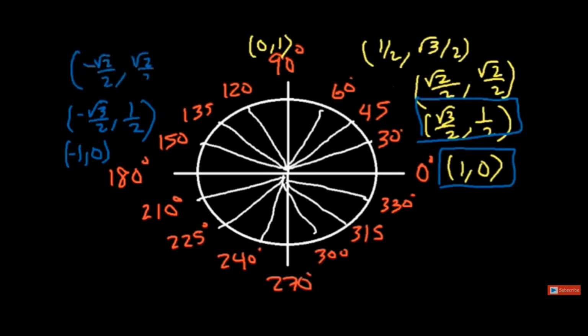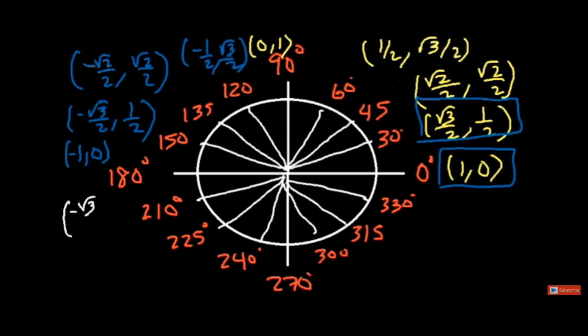135 degrees shares the same reference angle as 45. So therefore, they're going to have the same values, negative square root of 2 over 2 and square root of 2 over 2. And 120 and 60 share the same reference angle, and so it's going to be negative 1/2 and square root of 3 over 2. So as you can see, the values on the left are the same as the values on the right, if the x value is negative.